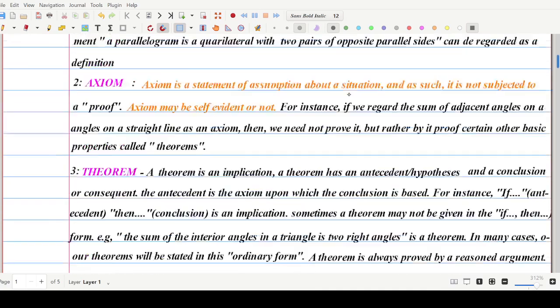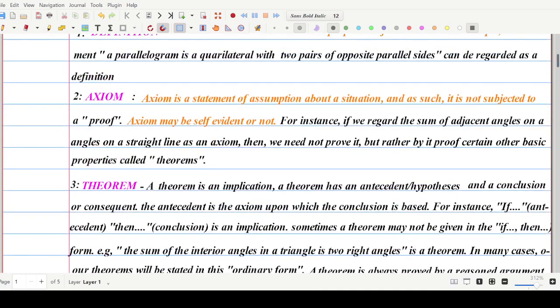All right. So when we say an axiom is a statement of assumption, you assume an idea, you assume a fact to be basic. So such an assumed property is called an axiom. Because it's an assumption, it is not subjected to proof. So there's no need to prove an axiom. We don't prove an axiom. It is a property that is considered as basic.